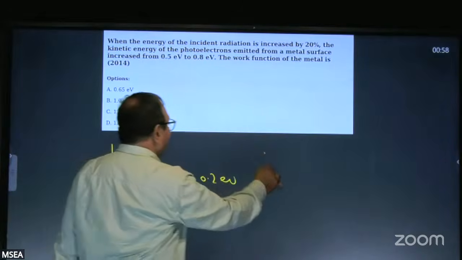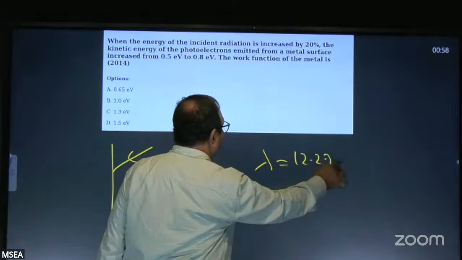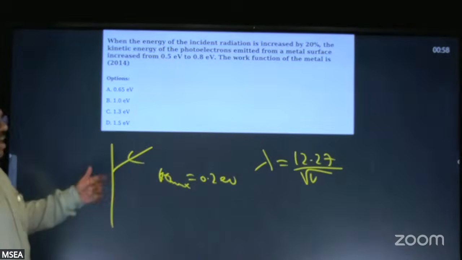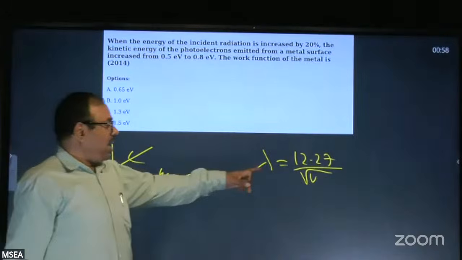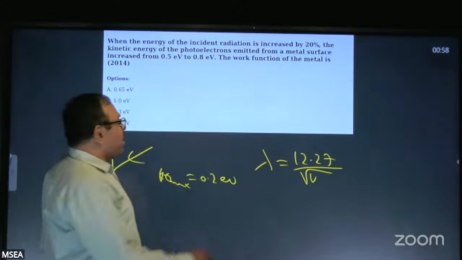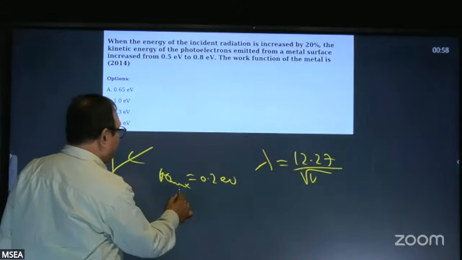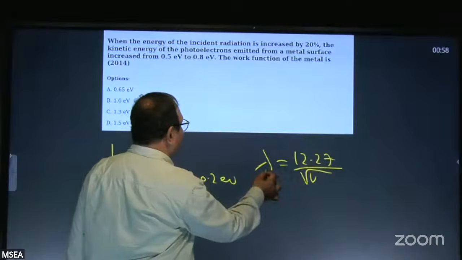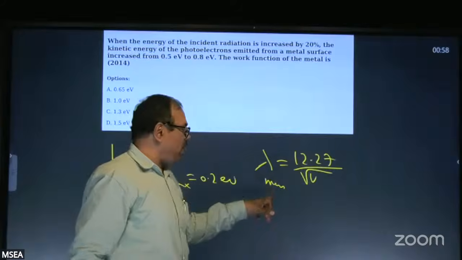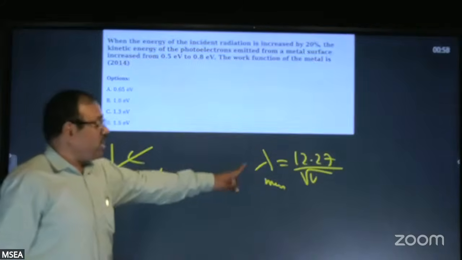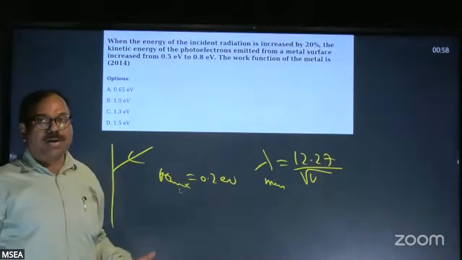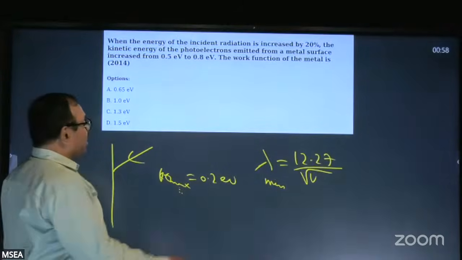Then lambda is equal to 12.27 by root V. As lambda should be in angstrom and this is in electron volt, you substitute, then you get lambda. As this is Ke max, this should be the minimum wavelength. Now you substitute this and simplify. This should be the minimum wavelength, because the Ke is maximum, and as this is maximum, this should be minimum.